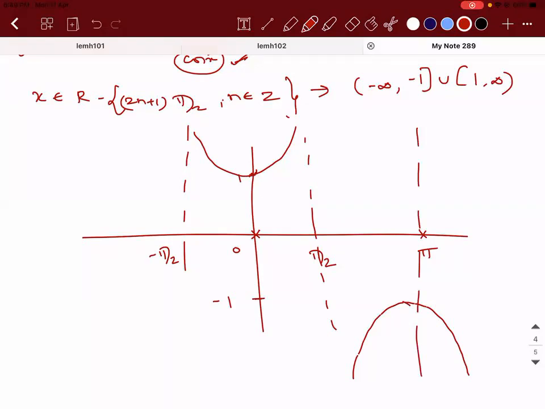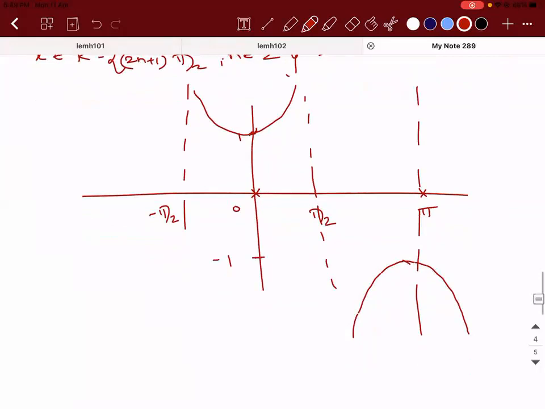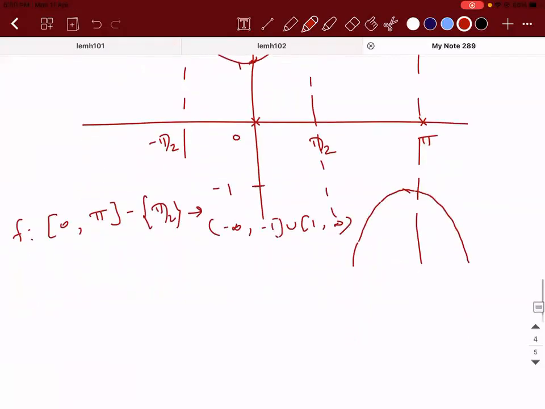Now you restrict the domain and tell me. So f maps from 0 to pi minus pi by 2. If I take the values this way, it becomes a one-to-one function. Now, how to make it an onto function? The range is still minus infinity to -1, union 1 to infinity. Then what will be the range of the inverse? Minus infinity to -1, union 1 to infinity gives you 0 to pi except pi by 2.